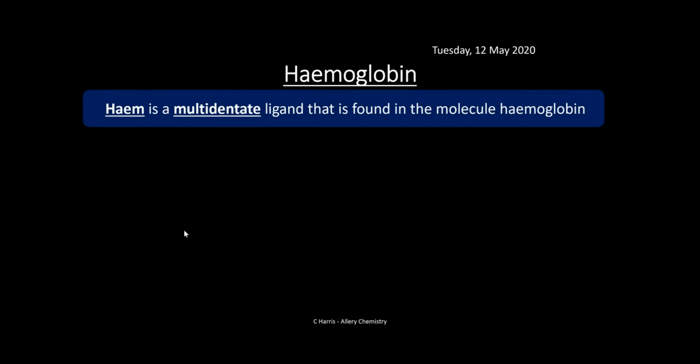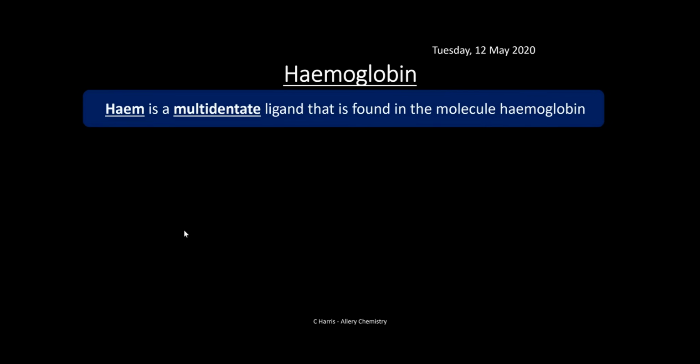Okay, so remember when I said about EDTA, and I said it was a polydentate ligand, or multidentate ligand. So you've got a lot of different sites which can bond to that central metal ion in there, and EDTA was one of them. Another one is hemoglobin. So heme is a multidentate ligand, and it's found in the molecule hemoglobin.